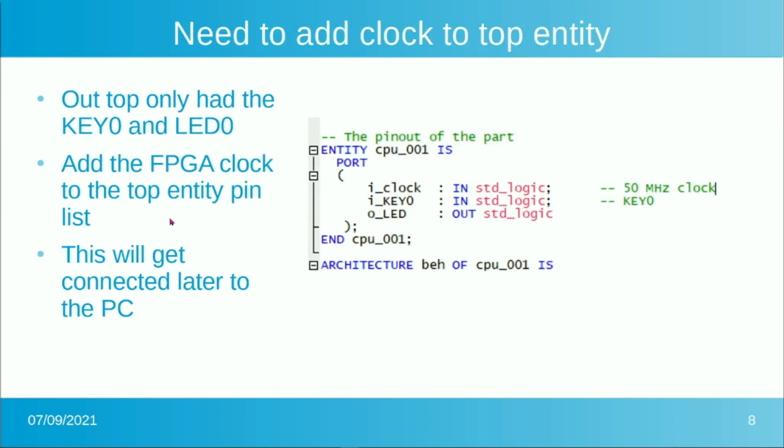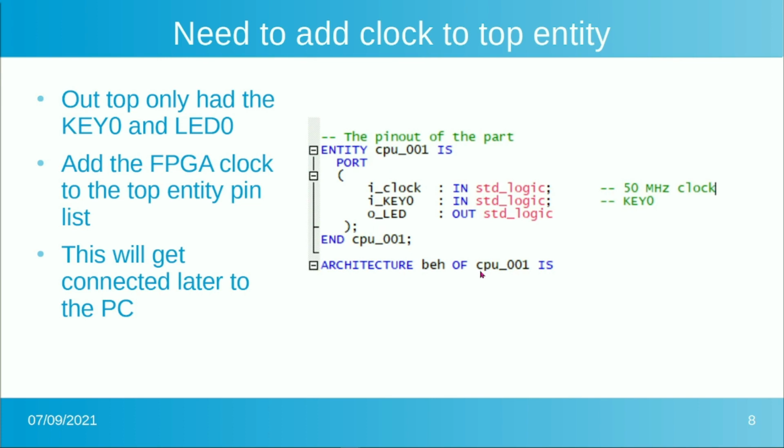So we'll need to add that clock that we added inside of the PC itself. We need to add that to the top level entity pins. We already had a key 0 input and an LED output. We'll add the iClock as an in, and it's that 50 megahertz FPGA clock. It's on one of the pins. We'll find it from the schematic like we did for the key and the LED.